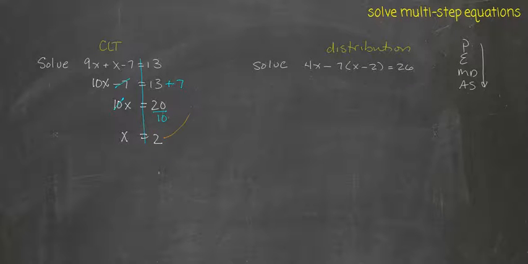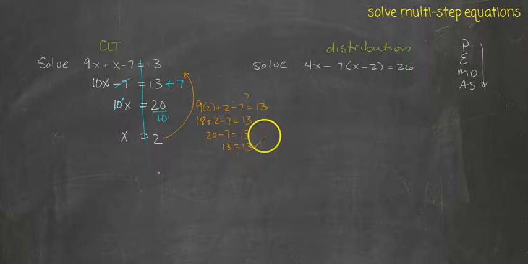And you should check your answers. So I have 9 times 2 plus 2 minus 7 equals 13. And because I'm checking, I don't really know if that's true. 9 times 2 is 18, plus 2, minus 7 equals 13. 18 plus 2, well, I'll write it all out, is 20, minus 7 equals 13, and 20 minus 7 is indeed 13. So 13 equals 13, I got the right answer. All right, solved to the right answer.